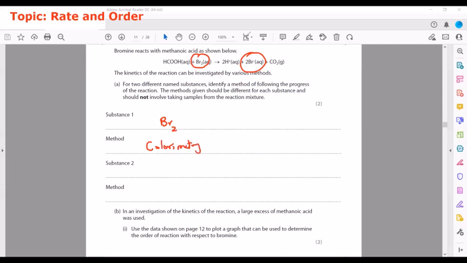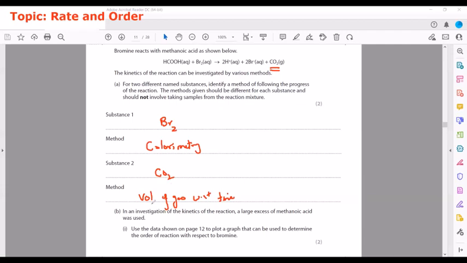And the second substance which we have, you can see a gas is given off. So substance two can be carbon dioxide, and we can measure the volume of the gas, the volume of carbon dioxide, with respect to time. So we can identify the speed or the rate of reaction.